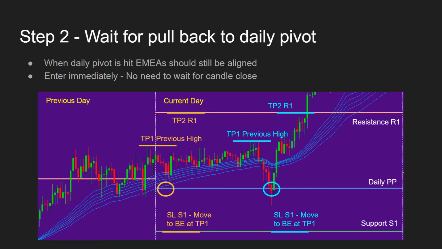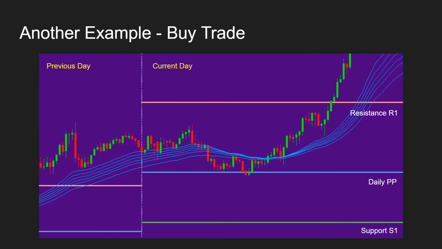So that is ultimately the strategy. And I've got two more examples, and I'll go through them very quickly. And again, you can go back and review. So another buy trade example, you've got the previous day and you've got the current day.